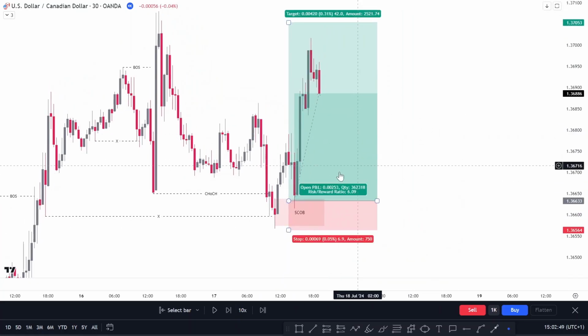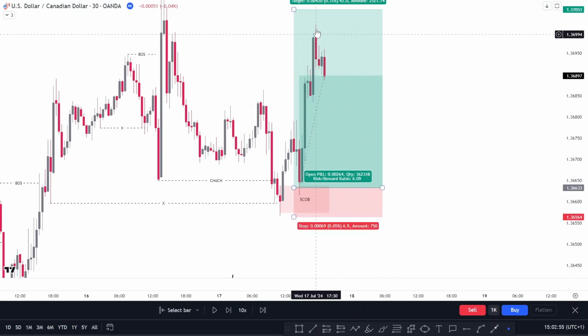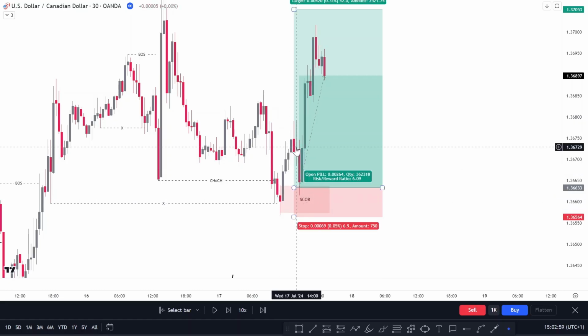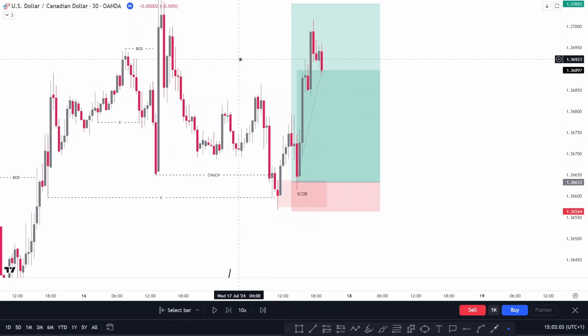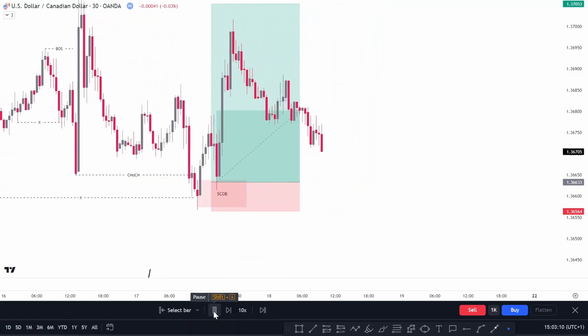All right, you see that the market came down to mitigate our single candle order block and then gave us a very impulsive move here. Why? Because the market has grabbed liquidity here. After the market grabbed liquidity, it always makes an impulsive move, okay, in the opposite direction. Okay, so this is the first trade based on higher time frame confirmation. You see the market coming down.